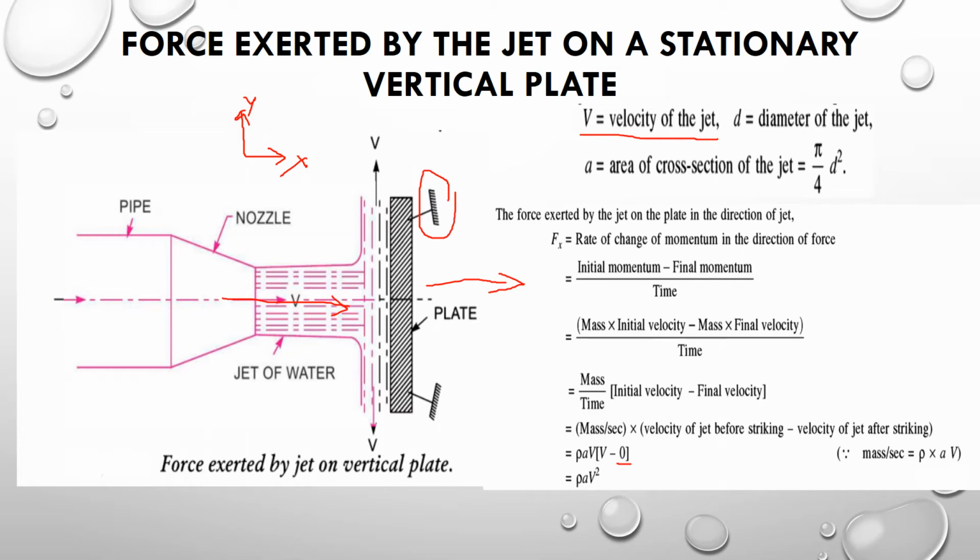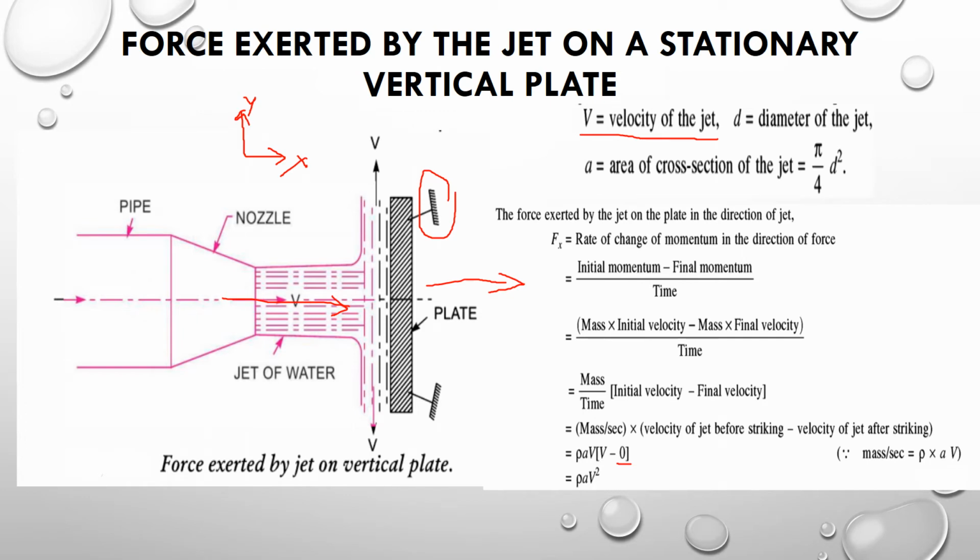So this is the expression for force exerted by the jet on the plate in the direction of the jet: rho a v square. If you have clearly noted one thing in this derivation, we have taken here force exerted Fx is equal to initial momentum minus final momentum. So why didn't we take final minus initial?